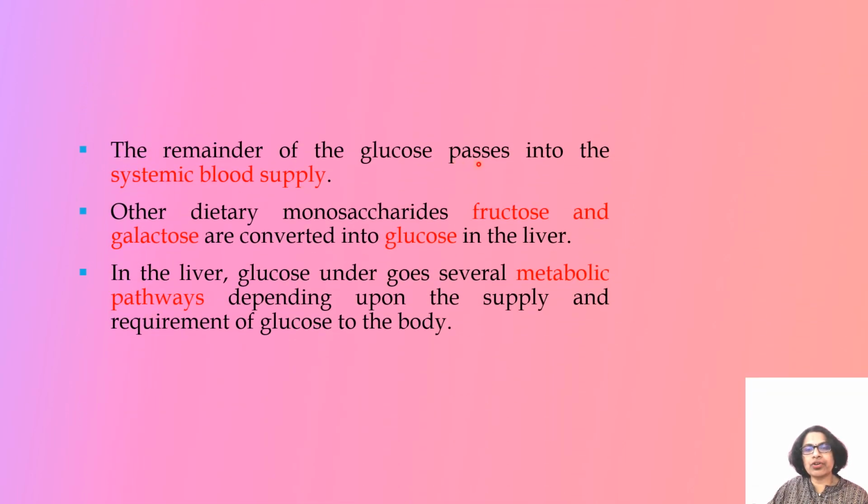The remainder of glucose passes into the systemic blood supply. Other dietary monosaccharides, fructose and galactose, are converted into glucose in the liver. In the liver, glucose undergoes several metabolic pathways depending upon the supply and requirement of glucose to the body.